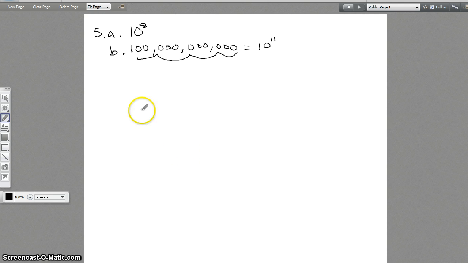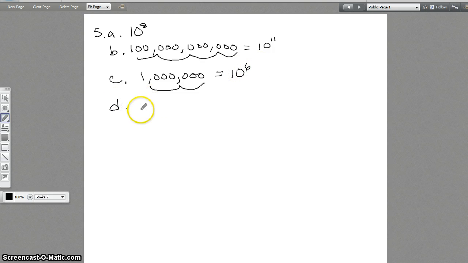Okay, part C, 1 million. Well, first write 1 million in decimal notation. 1, 1,000, and that one is 1 million. Now, to change that to a power of 10, well, it's 10 to the 3, 6, 10 to the 6th power, because it's a 1 followed by 6 zeros, so this has to be 10 to the 6th.